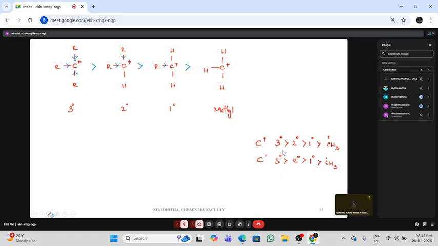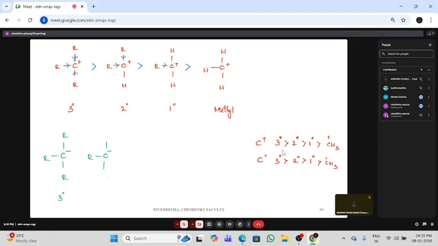Now we'll move on to carbanion. Carbanion is unstable because it has an extra electron. Carbanions are electron rich. So this negatively charged carbon is attached with 3 R groups. So this is tertiary carbanion.